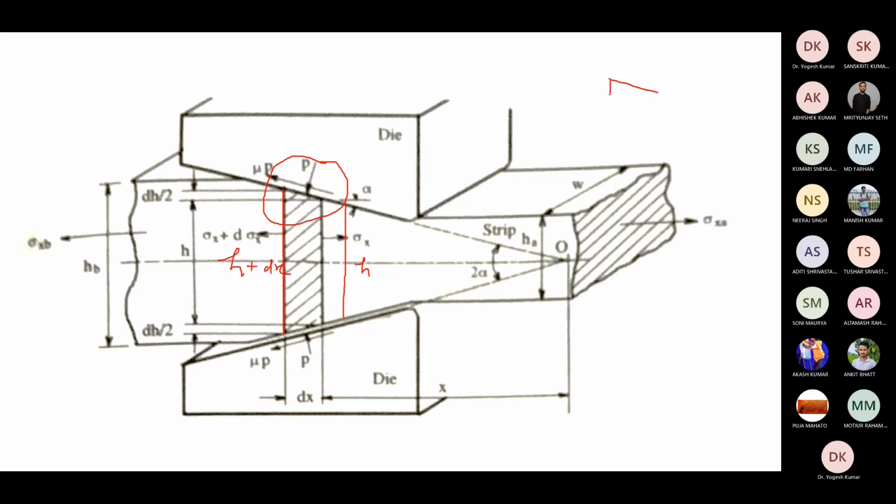This will be something like this, okay. So I have redrawn this. What will be this value? This will be dh by 2, because this whole height is dh. So half portion is in the bottom side and half portion is in the upper side. So this will be dh by 2, right? This is dx.